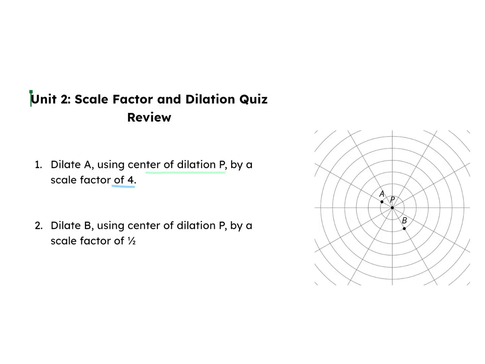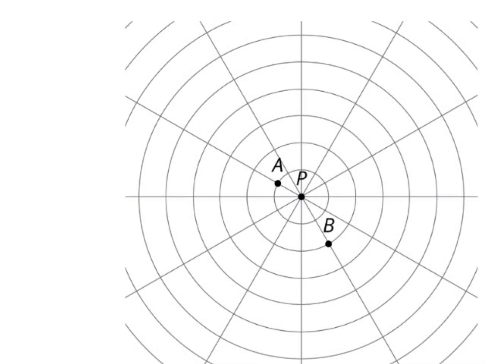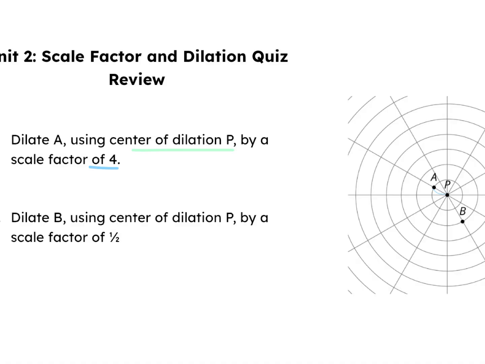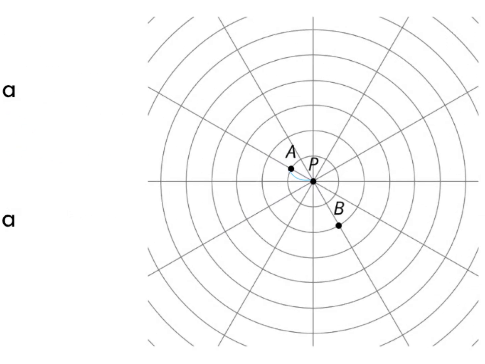So looking at the circular grid, I need to find point A, and I can see here that point A is 1 block away from the center P. So since A is 1 block away, and the scale factor is 4, I'm going to do 1 times 4, which is 4. So that means I'm going to move A 4 spaces away from the center. So when I go to the circular grid, I'm going to go 4 spaces away from the center. 1, 2, 3, 4. And A prime will land right here.